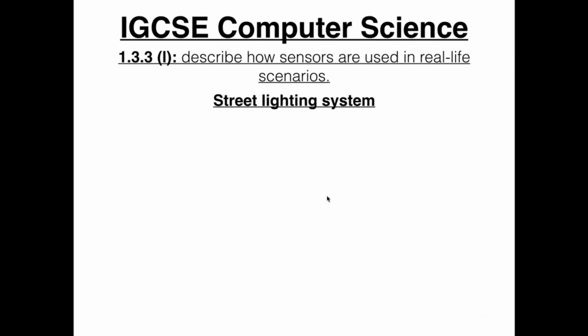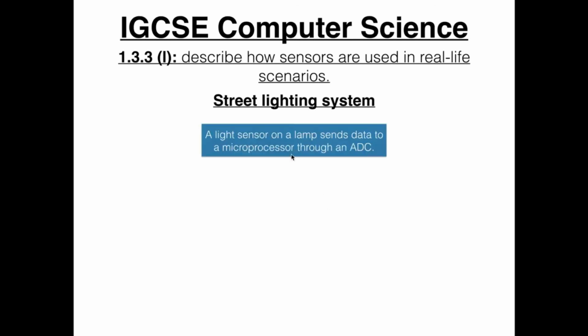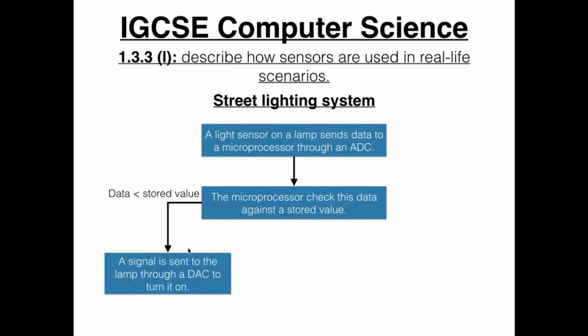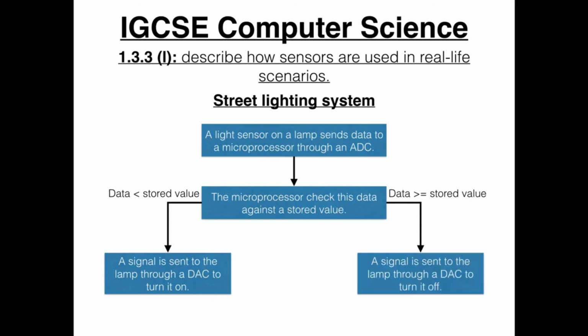Now, a street lighting system, for example, is a controlling system. So we'll see how that works. A light sensor on a lamp sends data to a microprocessor through an ADC. The microprocessor checks this data against the stored value. So stored value could be something, I don't know, light units or whatever. Now, if the data is less than the stored value, then a signal is sent to the lamp through a DAC to turn it on. Turn the lamp on, that is. If the data is higher than or equal to the stored value, a signal is sent to the lamp through a DAC to turn it off.